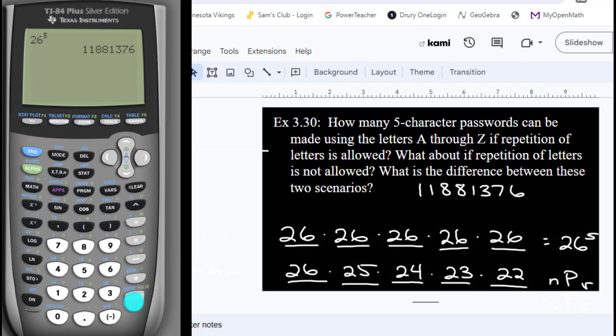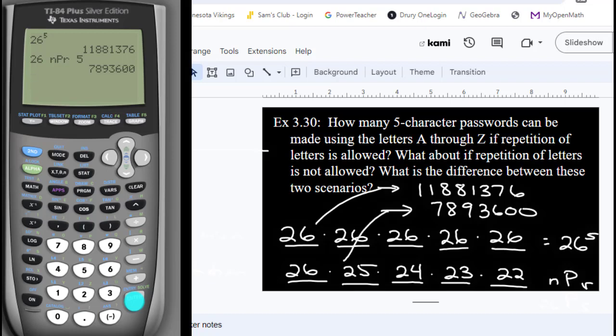Then for the second one, we are not allowed to use repetition, so we can do our 26. We can go to Math, over to the nPr in the probability menu, and then we're going to select 5 of those 26 letters, and we're going to get 7,893,600. So this is with repetition, and this is without repetition. So that's this one and this one.